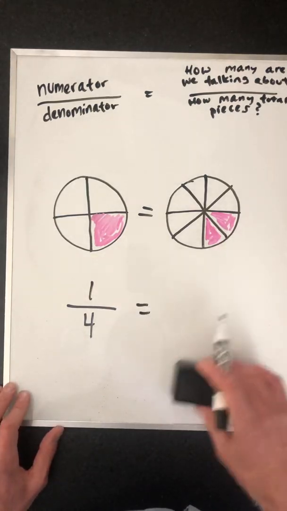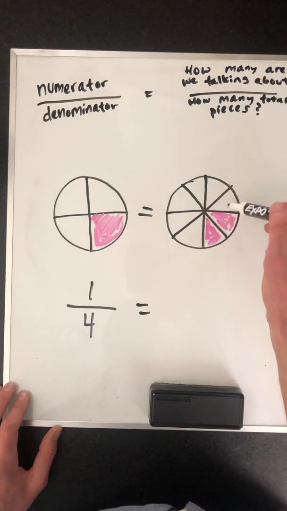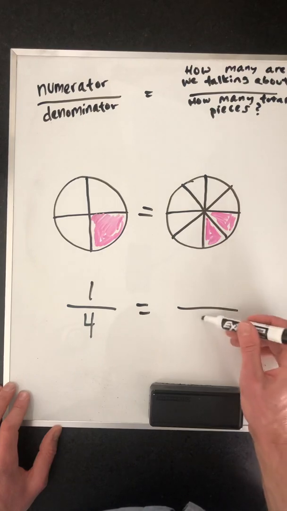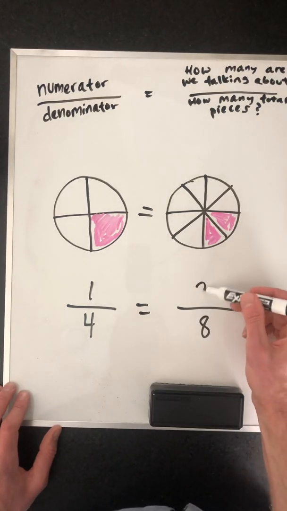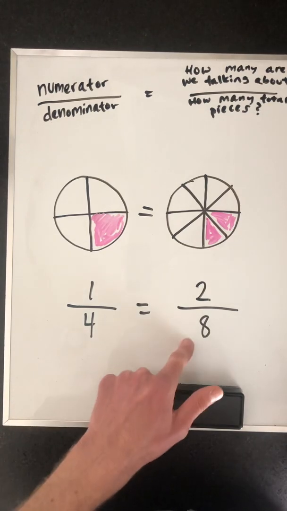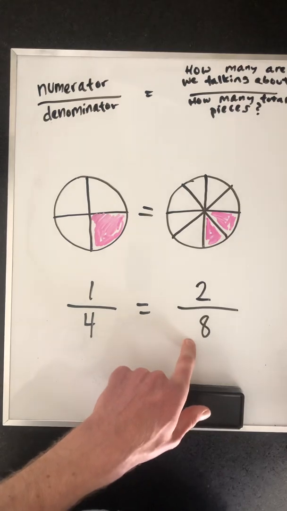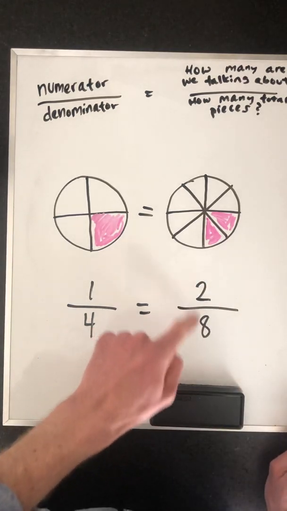And now let's do this one over here. How many pieces total? Well, 1, 2, 3, 4, 5, 6, 7, 8. How many are we talking about? 1, 2. 2. So 1/4 is equivalent to 2/8. It's the same amount of stuff. You just have smaller pieces and you have more of them.